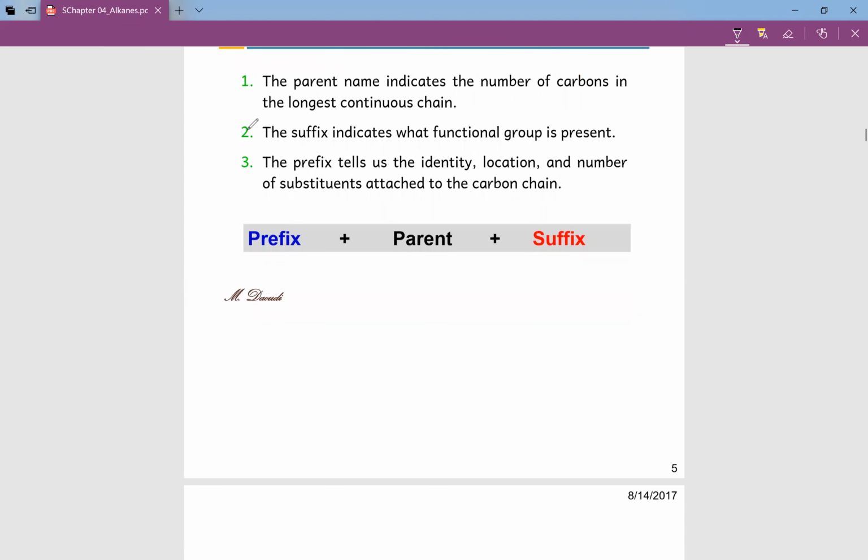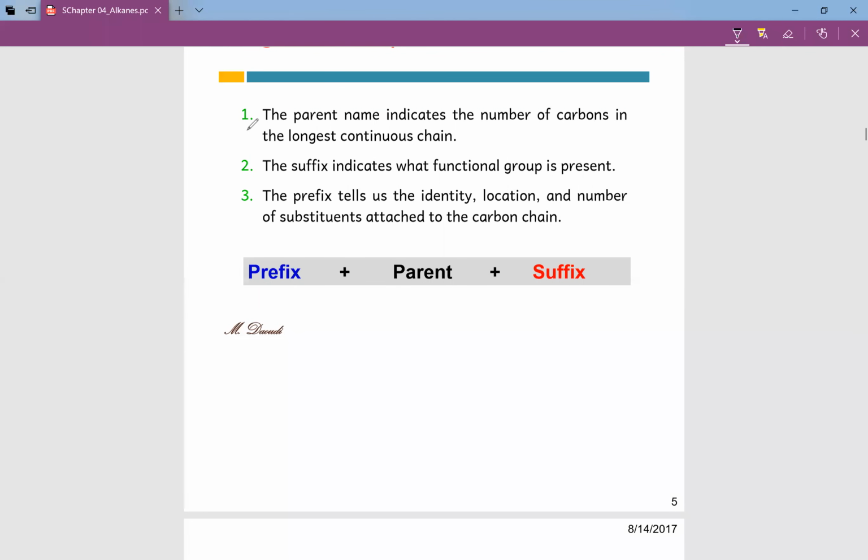And what we will be doing is figuring out what the parent chain is first. Then we'll be finding any different functional groups that are present, finding the suffix, and then finding the prefix.